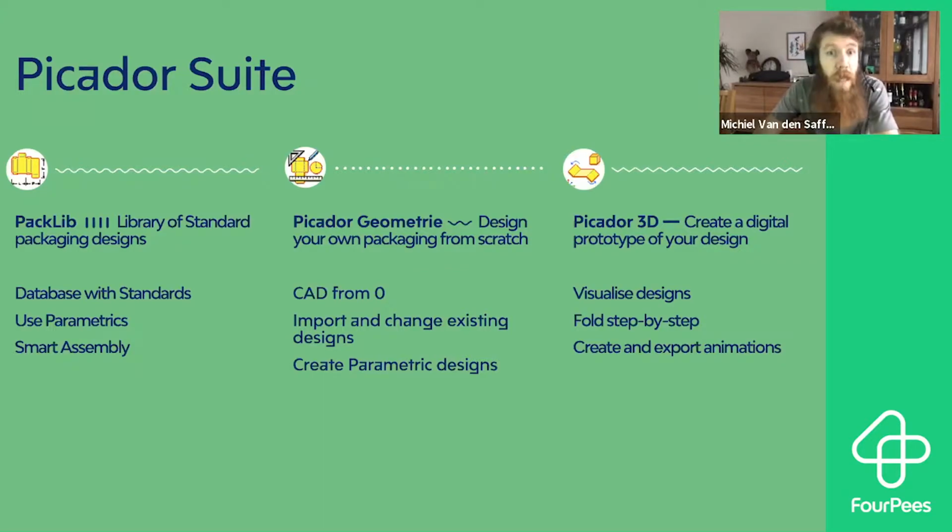Then they have the 2D module, where you can start from scratch, just design a box using their CAD tools. Or you can take a box, maybe from Paclip, maybe from some other application you designed it with, and you can import it from any standardized file format and change your design as you want. And of course, in relation to Paclip, you can create your own parametrized designs in Picador 2D with your own variables and then use those in Paclip so you can have your own design available in any possible size, depending on how you parameterized it.